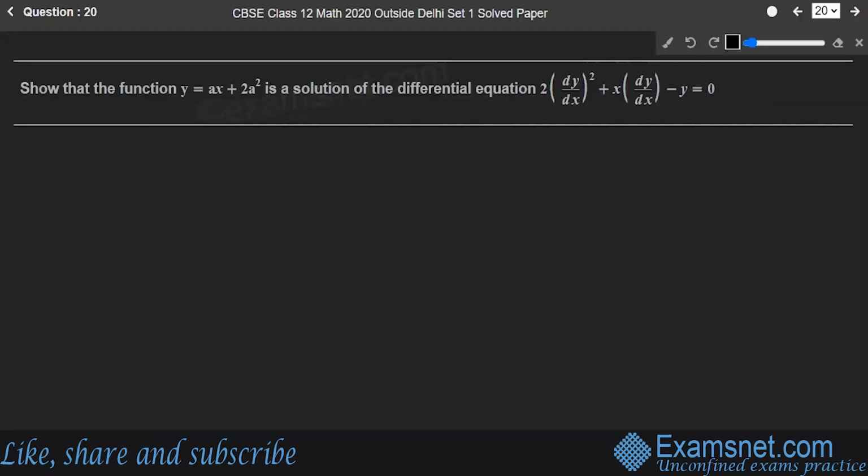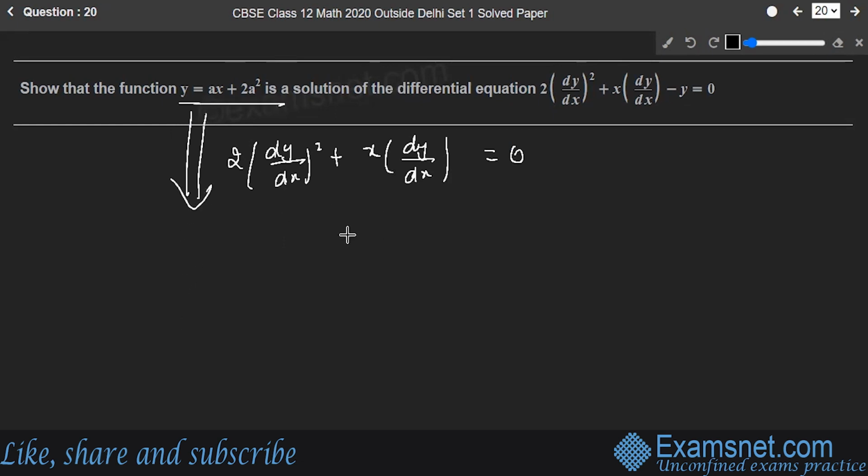Question number 20. Show that the function y is equal to ax plus 2a square is a solution of the differential equation: 2 into (dy by dx) whole square plus x into dy by dx minus y is equal to 0. Okay, I'll start with the function y is equal to ax plus 2a square. Let's differentiate both sides with respect to x. So dy by dx will be equal to a simply plus 0, which is equal to a. Now substituting a in this equation.